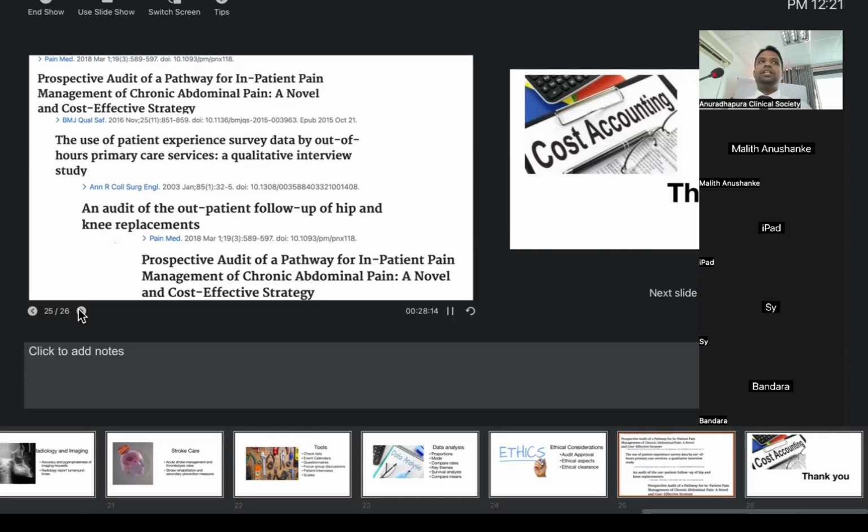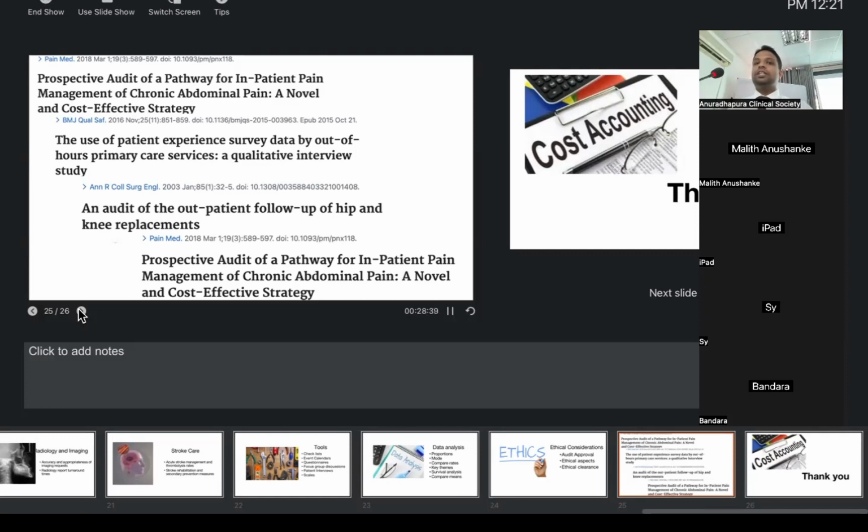As I mentioned, they did some focus group discussions and in-depth interviews. So qualitative methods, and they measured the patient satisfaction as mentioned. An audit of the outpatient follow-up of hip and knee replacements, an audit in an orthopedic unit. A prospective audit of a pathway for inpatient pain management and chronic abdominal pain, a novel and cost-effective strategy.